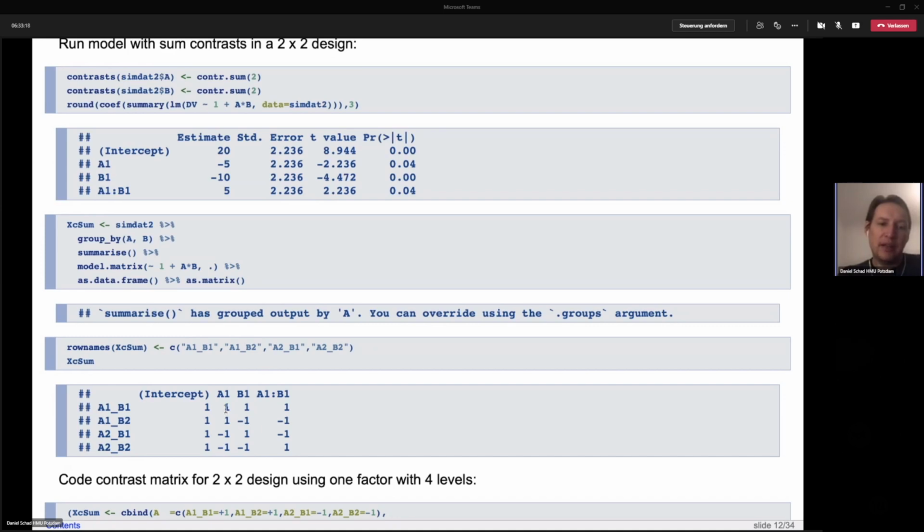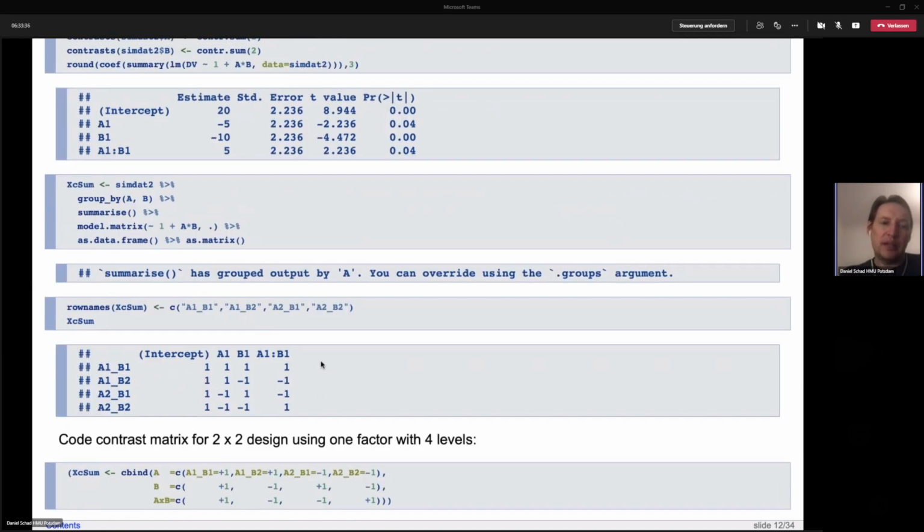And then we get an interaction, A1 times B1. This is simply the product of A1 times B1. So 1 times 1 is 1, 1 times -1 is -1, -1 times 1 is -1, and -1 times -1 is 1. So we can just multiply the two main effects, and then we get an interaction term.